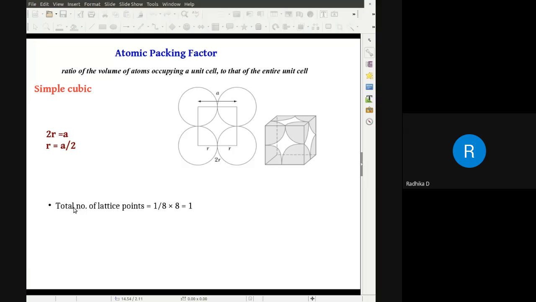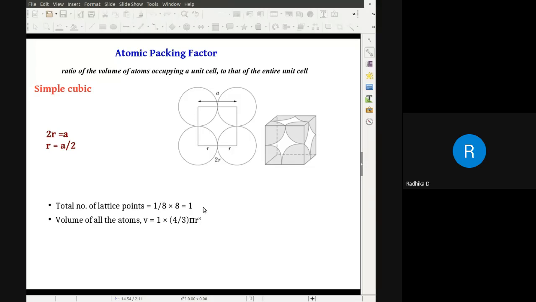For that, first you need to know how many lattice points can be there in a simple cubic structure. There are 8 corner atoms, and each is contributing 1 by 8. I said this is only a portion, right? When this much came in, this is actually 1 by 8 of a sphere. So there are 8 corner atoms, each of them giving 1 by 8 of theirs. So the total number of lattice points is given by 1 by 8 into 8, which is equal to 1.